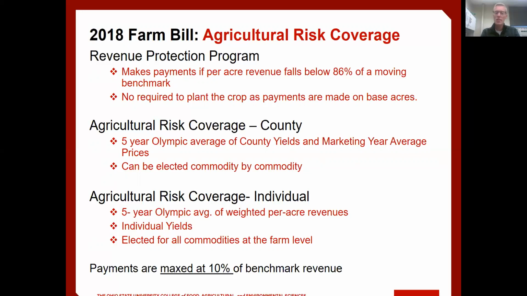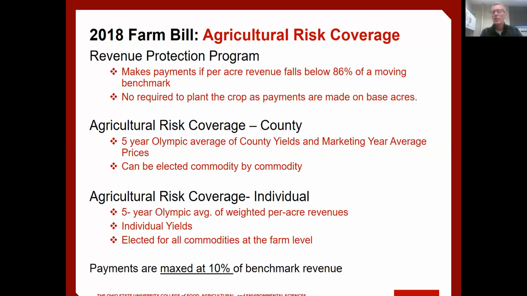There are 2 options here. The Agriculture Risk Coverage County option is a 5-year Olympic average. Again, Olympic is a 5-year average where you take out the high and the low and average the remaining 3 years of both county yields and average prices. It can be made commodity by commodity. So you can select ARC County for corn and Price Loss Coverage for soybeans, and ARC County for wheat if you'd like.